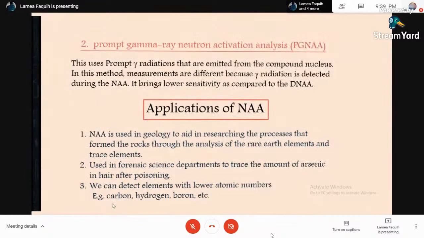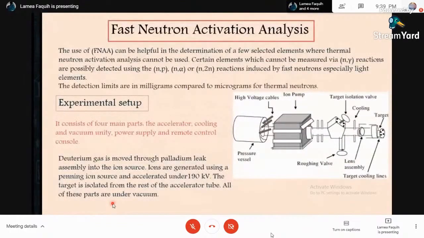Next is my fast neutron activation analysis. Now this is another type of activation analysis. Previously, whatever neutron activation analysis we have covered was instrumental, and this is fast neutron activation analysis. This technique helps us determine the elements where thermal neutron activation analysis cannot be used. We know thermal neutrons are those neutrons that are produced after the bombardment, and they have very low kinetic energy.